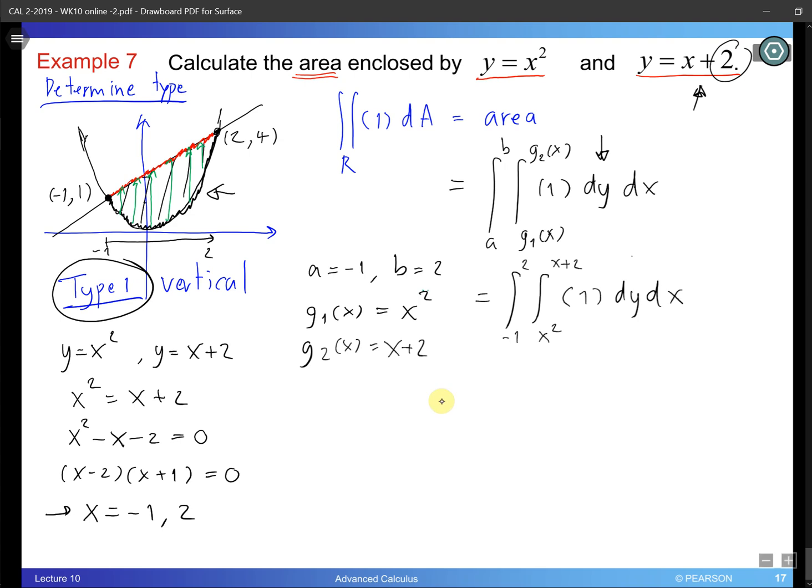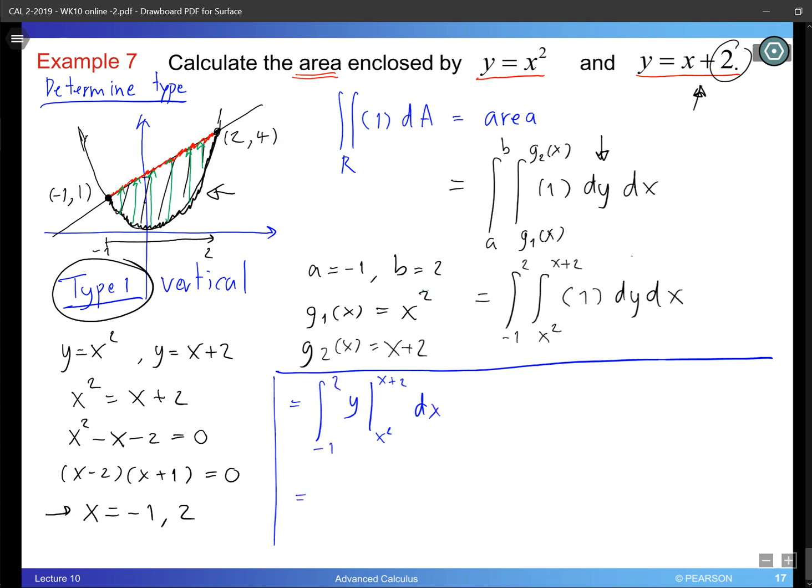So here, let me put some space here. Now this is equal to integrating 1 with respect to y. So this is y, and we have to evaluate at x squared and x plus 2, and integrate again with respect to x from minus 1 to 2. So this is equal to x plus 2 goes in as y, minus x squared goes in as y. Alright, and I need to integrate this with respect to x from minus 1 to 2.